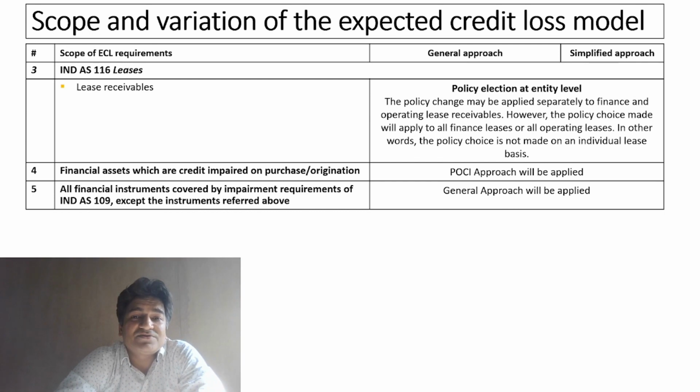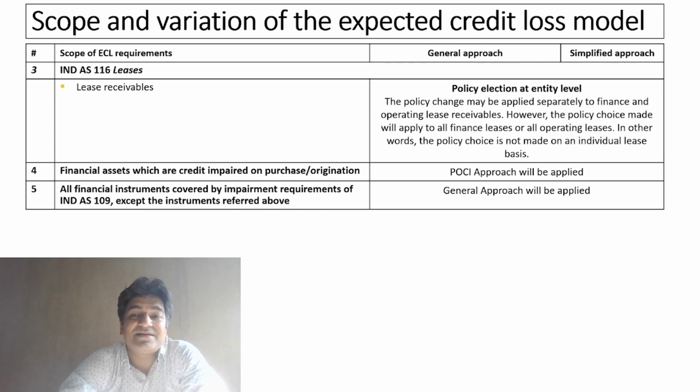In this case also, there is a policy choice that an entity has to make, whether it needs to apply the general approach or the simplified approach. This policy choice may be applied separately to finance or operating lease receivables. However, the policy choice made will apply to all finance leases or to all operating leases. In other words, the policy choice is not made on an individual lease basis.